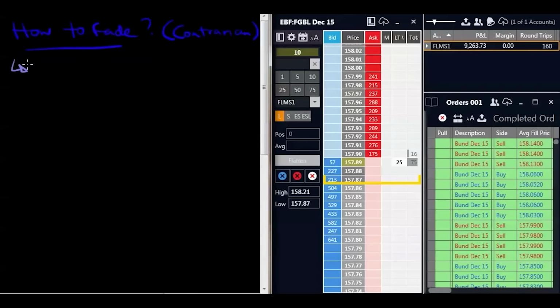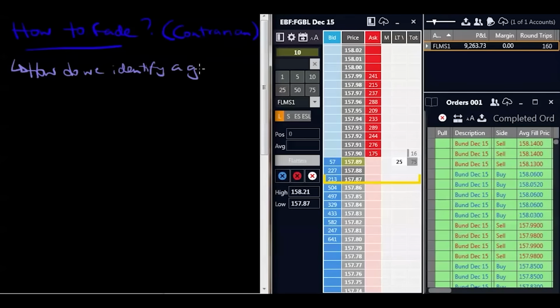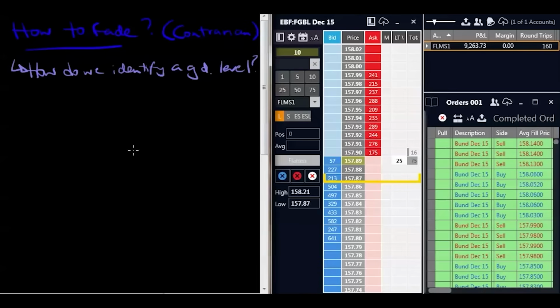So how do we identify a good level? When I say level, I mean an area where the market's likely to bounce off of or sell off from, an area where we've seen support resistance before. That's the most important thing. In the past, have we seen support and resistance there before? If you can identify areas where there has been selling and buying before, then there's better chance that you'll pick up on it on the ladder.